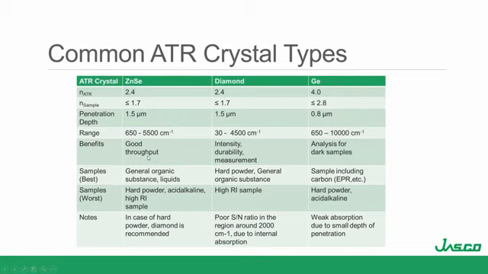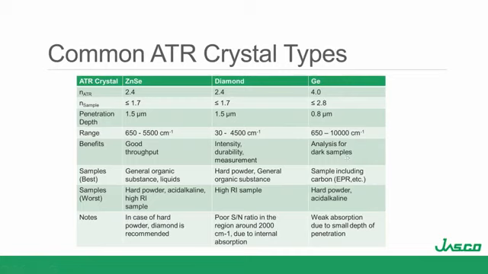The benefits: the zinc selenide has good throughput. It's fairly robust as far as not reacting with different compounds. The diamond is very durable, of course, it's diamond. It's usually the one most people get. And then the germanium is really good for dark samples.